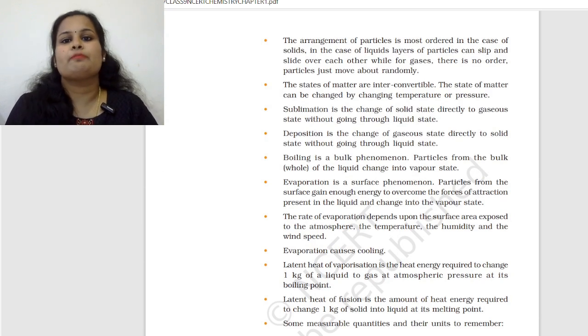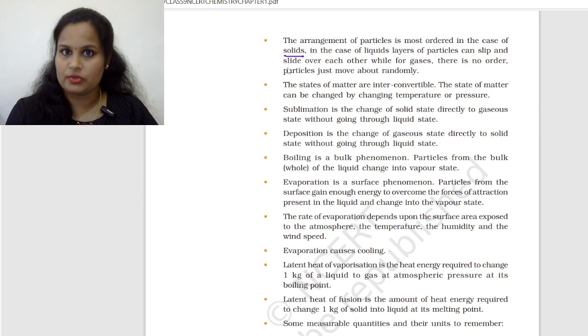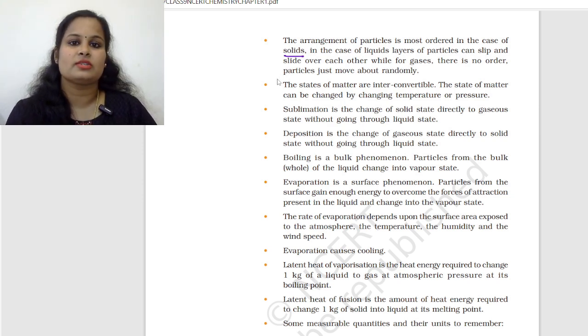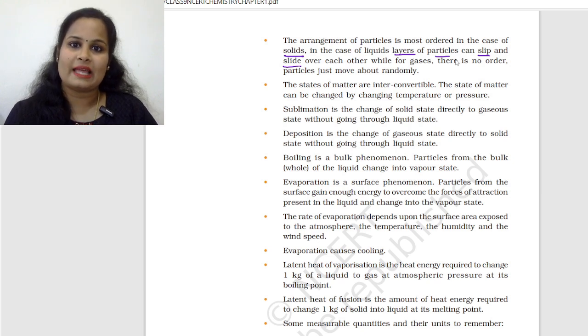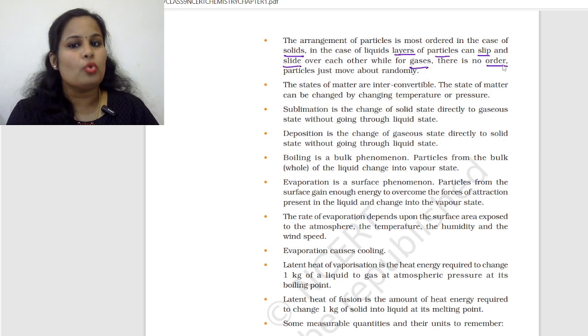The arrangement of particles is most ordered in the case of solids, as we've already discussed, they have a well packed structure. In the case of liquids, layers of particles can slip and slide over each other. We know that liquids are fluids, right? So the particles don't have that well structured pattern. We can say they slide over each other. While for gases, there is no order.